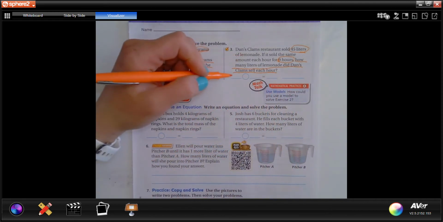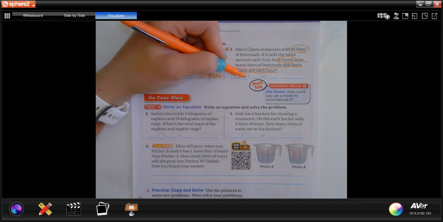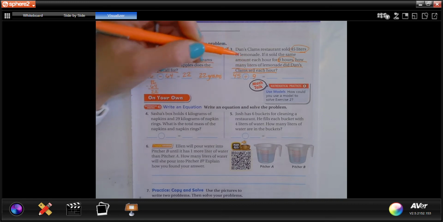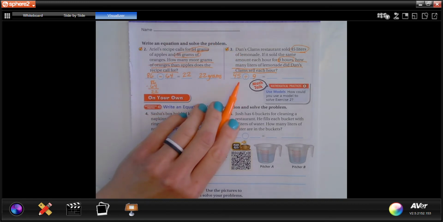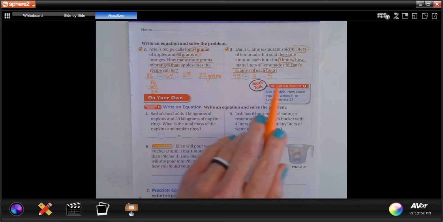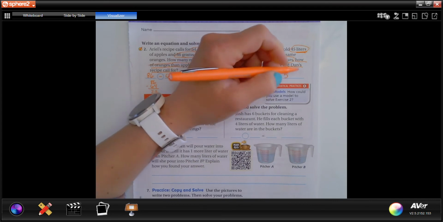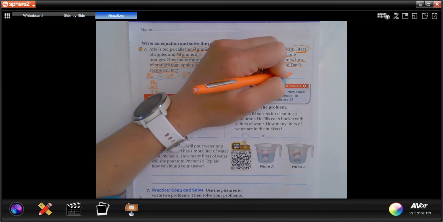So 45 altogether, and we had to put them into 9 groups of hours. So we're going to divide this. So 45 divided by 9 equals 5. And what are we working with? We're working with liters. So 5 liters.